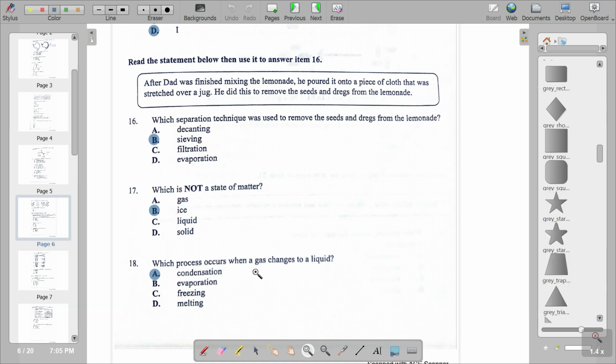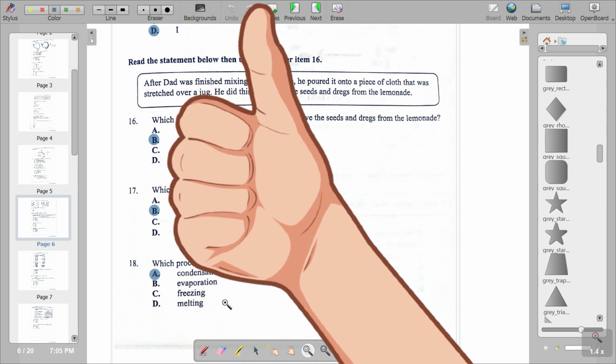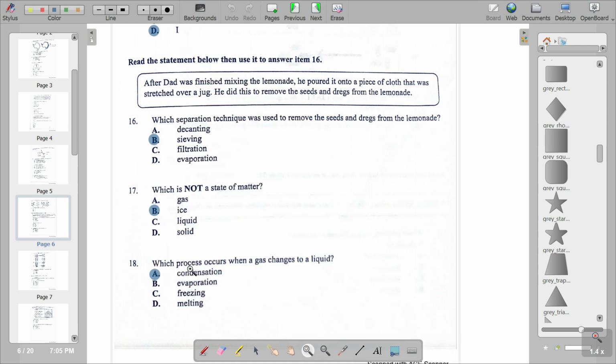Which process occurs when a gas changes to a liquid? I say condensation. That's how we have rain, right? And you have evaporation, freezing, melting. Those are not it. It's definitely condensation. That's how we get rain. All right, and that's 18.